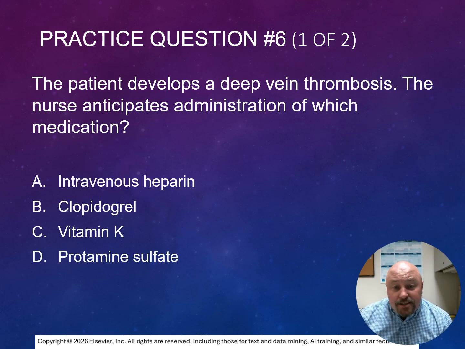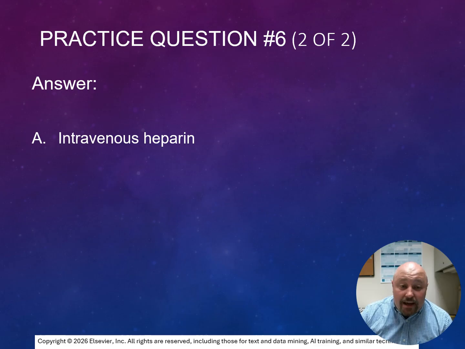Question 6. The patient develops a deep vein thrombosis. The nurse anticipates administration of which medication? Would that be A, intravenous heparin, B, clopidogrel, C, vitamin K, or D, protamine sulfate? And that answer is going to be A, intravenous heparin to prevent further clot growth.